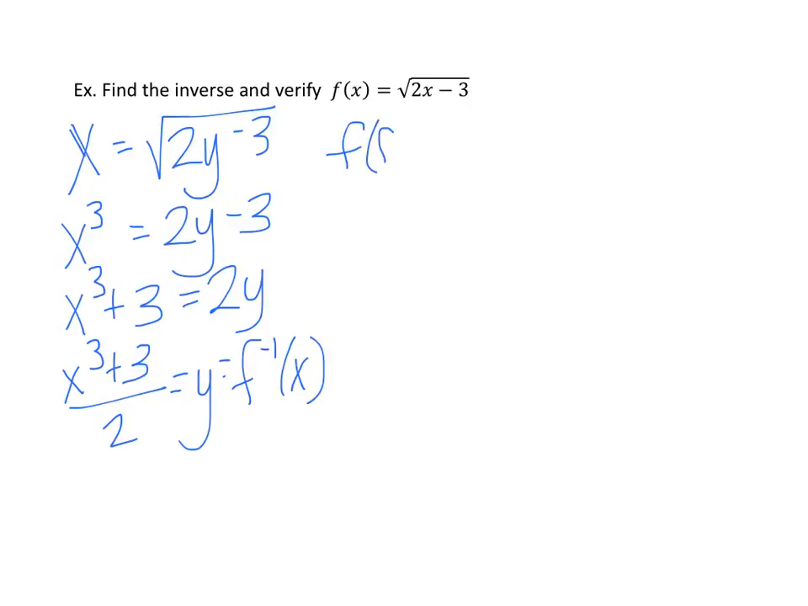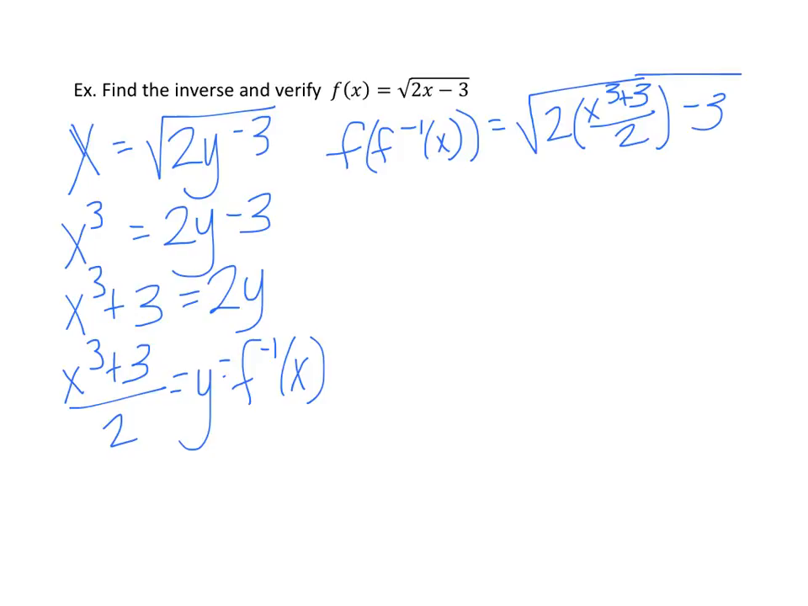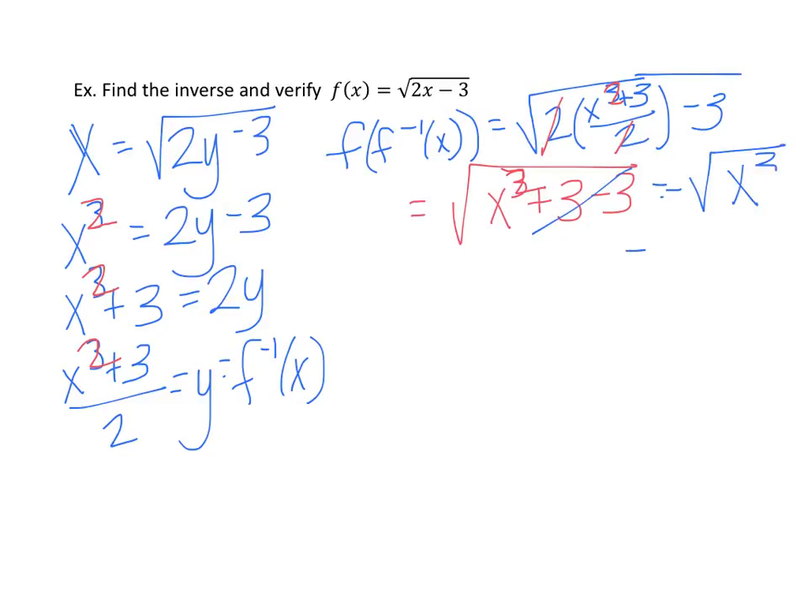Verifying the original, put the inverse inside. It's going to be square root of 2 times x squared plus 3 over 2, minus 3, and that is all under that square root. The 2 and the 2 cancel. Square root of x squared plus 3 minus 3. Oh, that should have been a square all along. Okay, my 3's go away. Square root of x squared equals x.